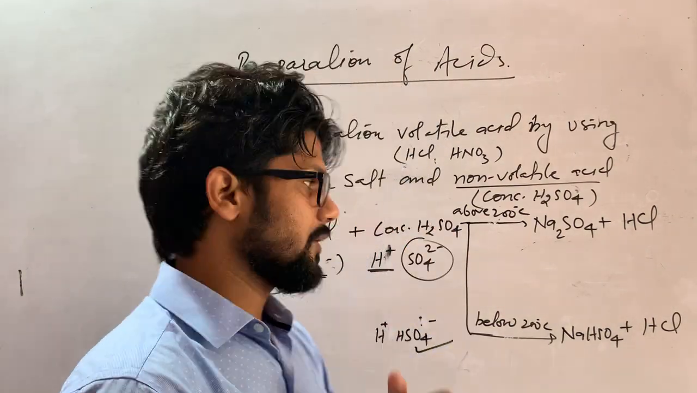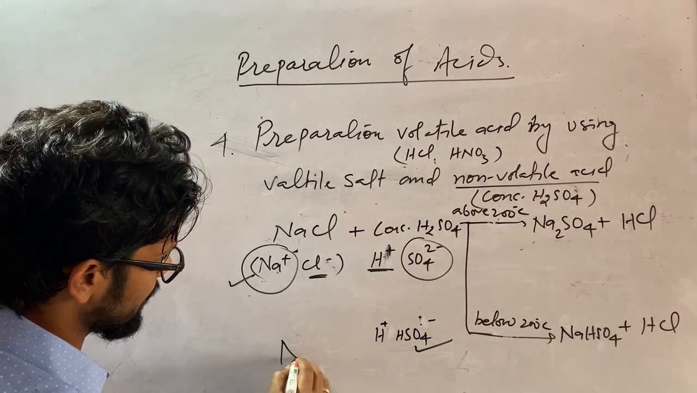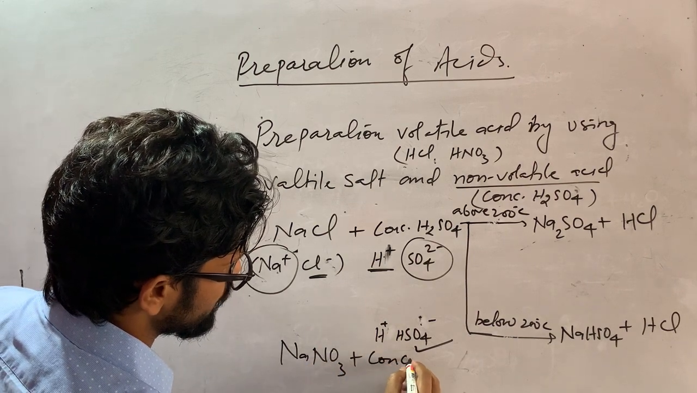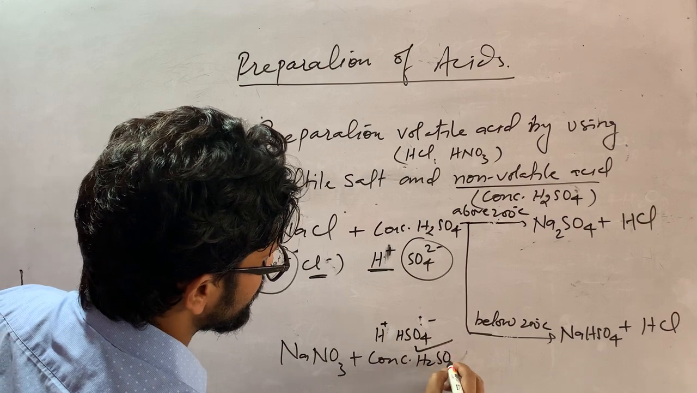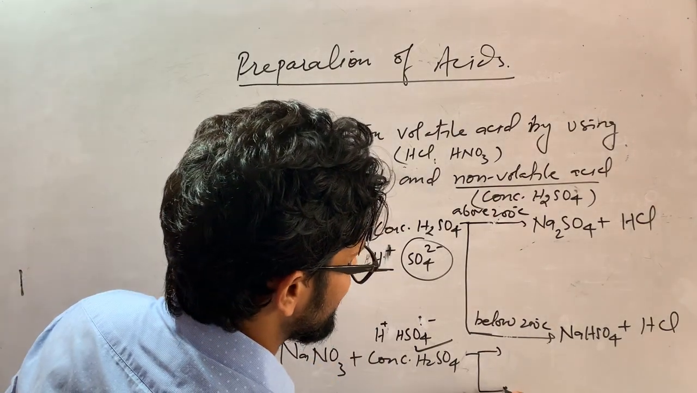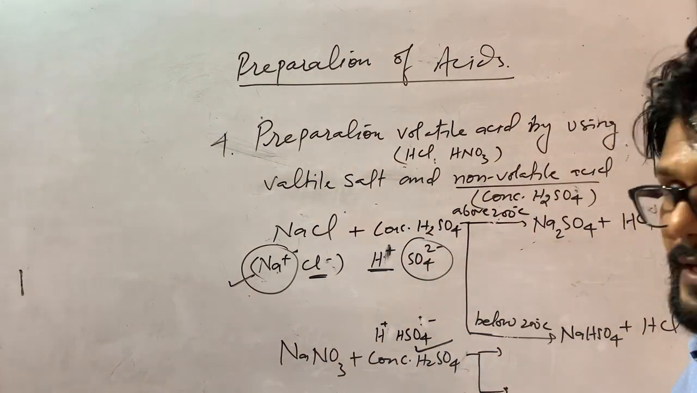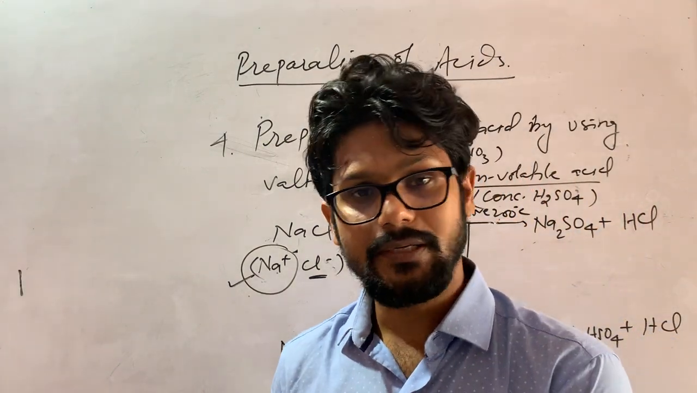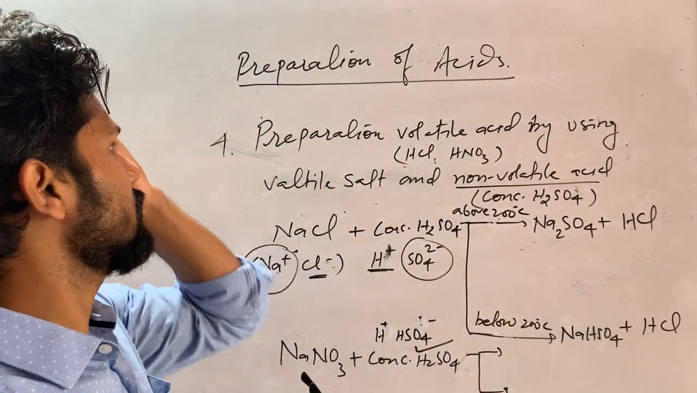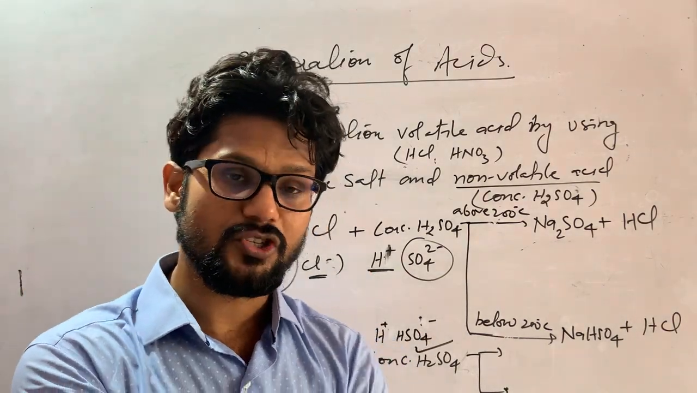In the same way you can take the salt of nitrate, NaNO3, and similarly you can take two different temperatures, below 200 and above 200, then you have to write the product. I'm not going to write that. You have to practice what the product will be above 200 and below 200 degrees Celsius. So these are the methods through which acids can be prepared. You have to learn all the methods for preparation of acids.